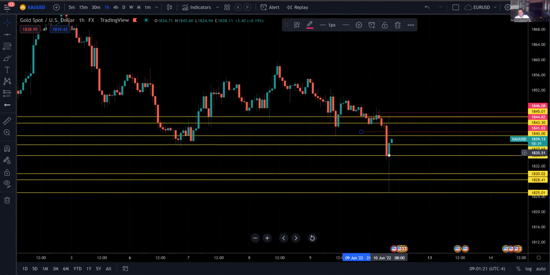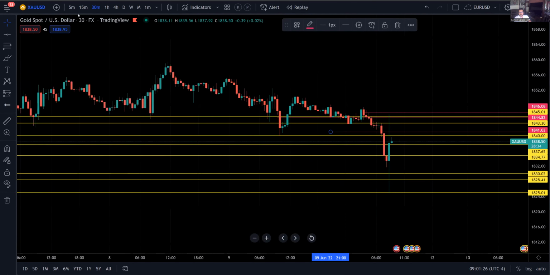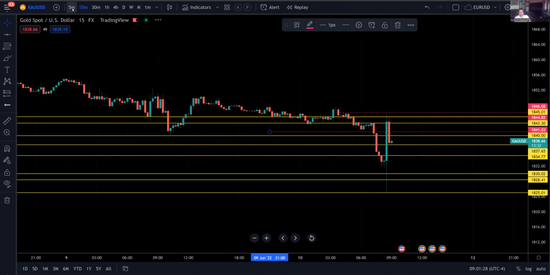Look at that hourly candle, man. What a nasty candle, the hourly. The 4 hour is the one that has a better understanding there. 15.